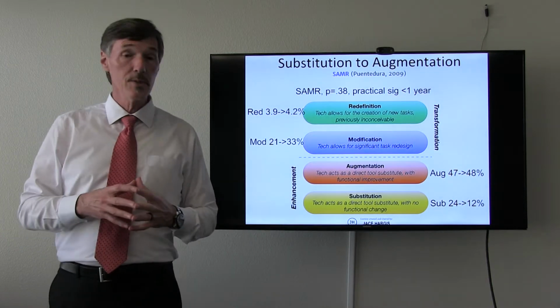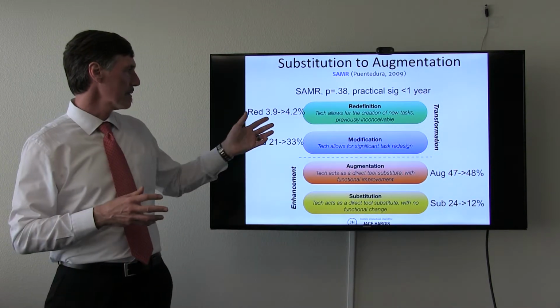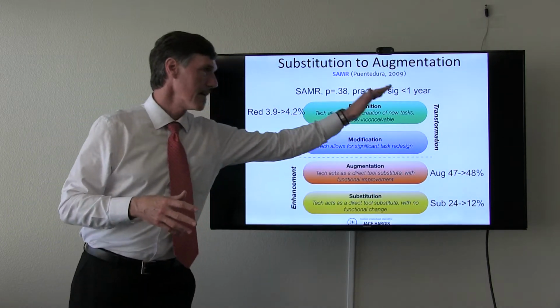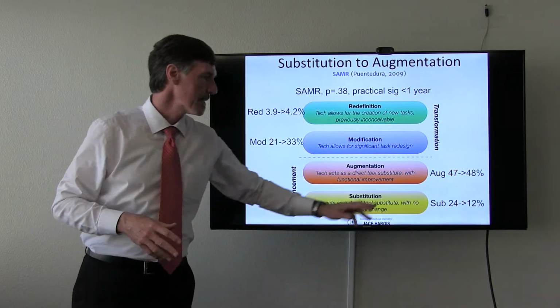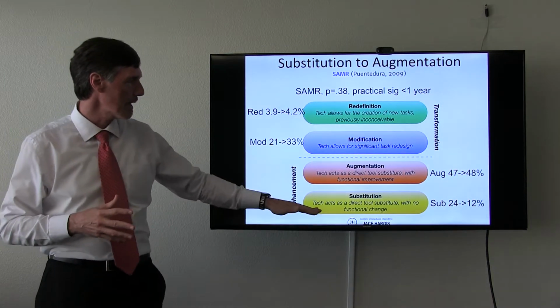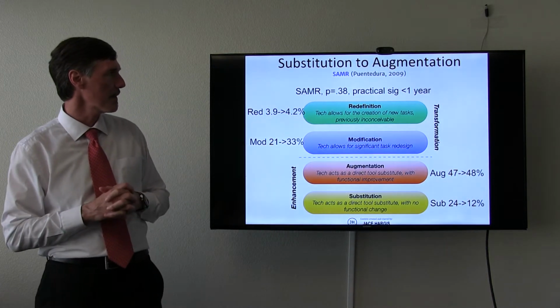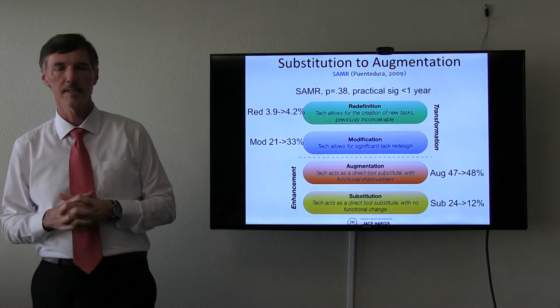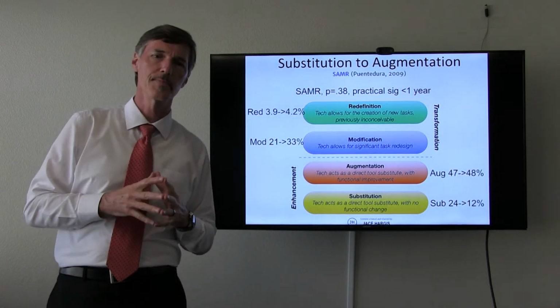We also did a study using the SAMR model, where we found some really interesting movement over a one-year period, basically from substitution to augmentation. There were some increases, and everything seemed to move with the same set of faculty from one level to the next over a time period of about one year.